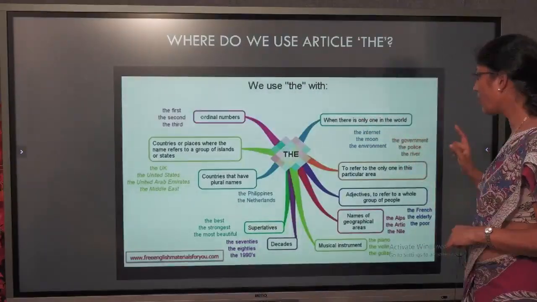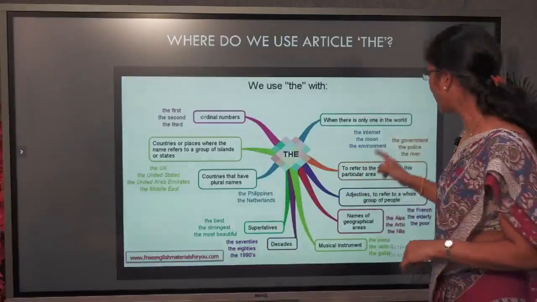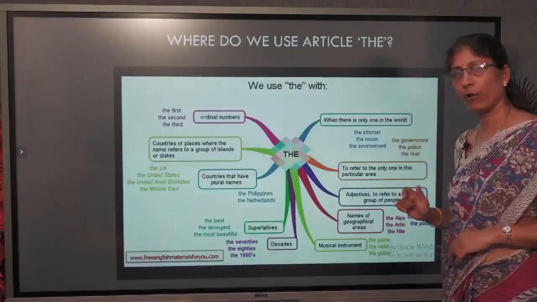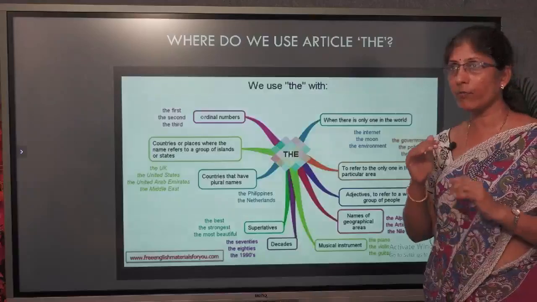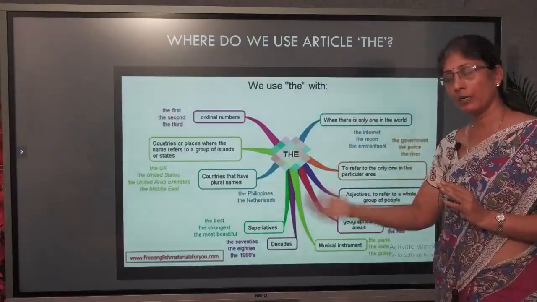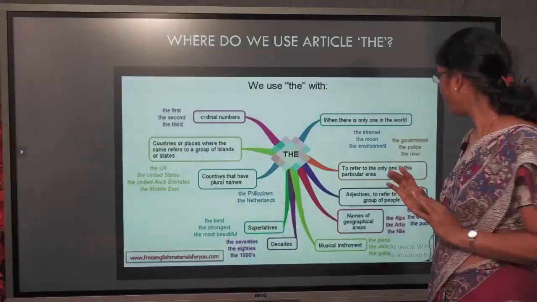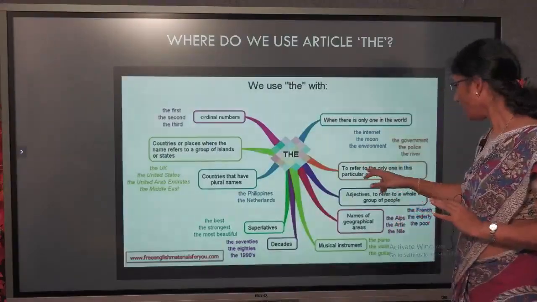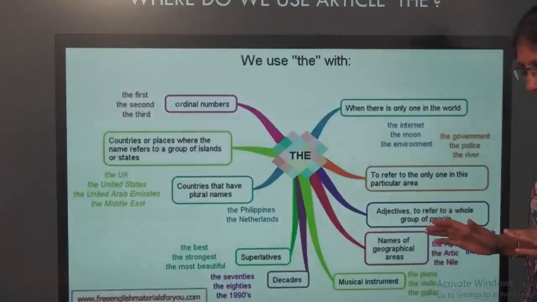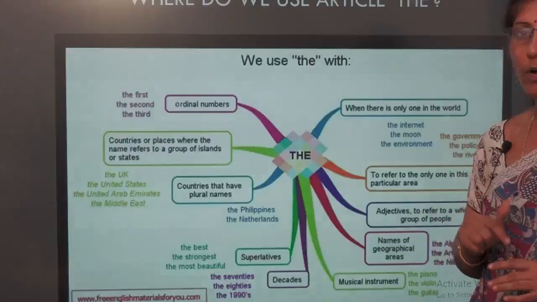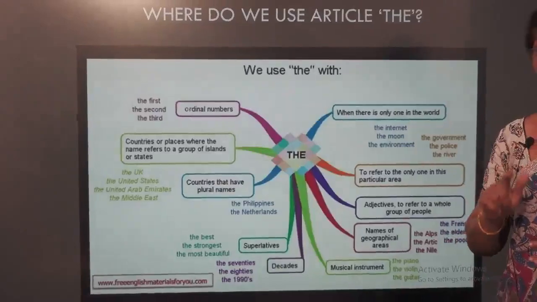First one, when there is only one in the world, because it is specific. Here examples: the internet, the moon, the environment. Only one thing, right? Because if you say the, then the listener also understands that it is specific and it is only one. Then, to refer to the only one in this particular area. Suppose in your area there is only one park, then you can mention the park. That means you have only one park.